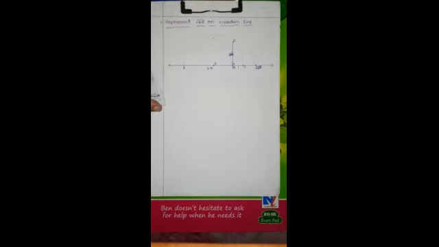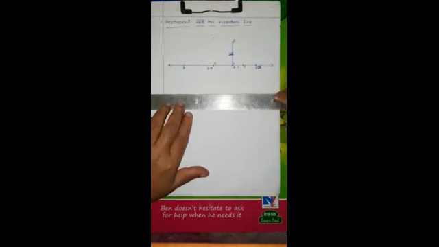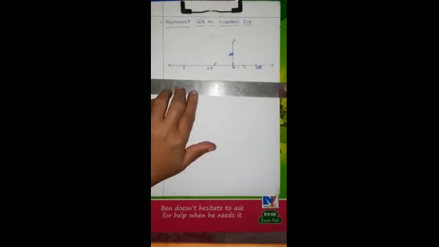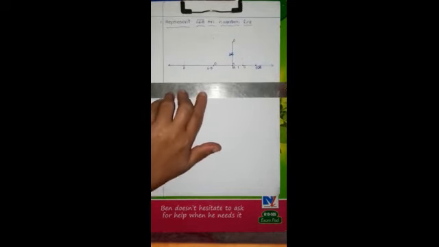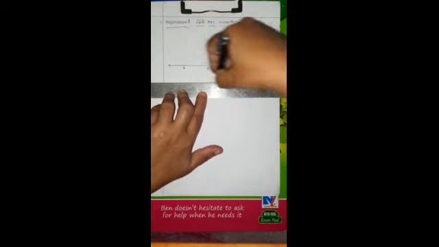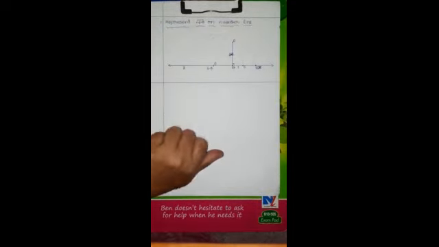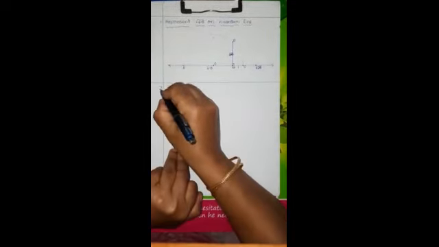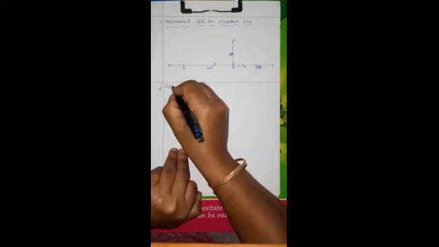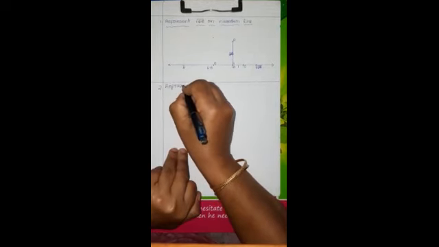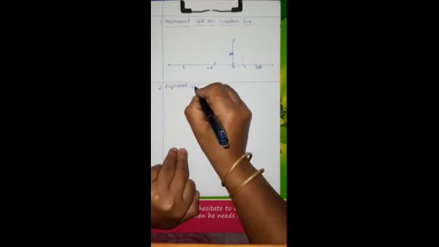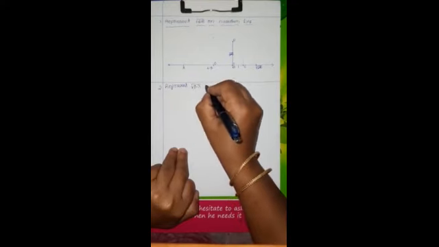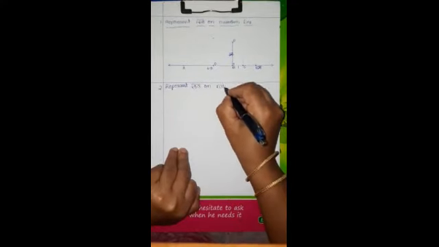Yes. Similarly, we can construct one more irrational number. Take down. Represent square root of 9.3 on number line. On number line.